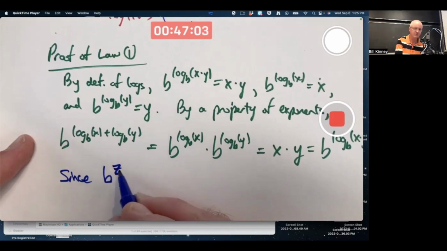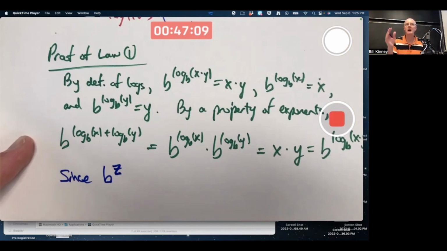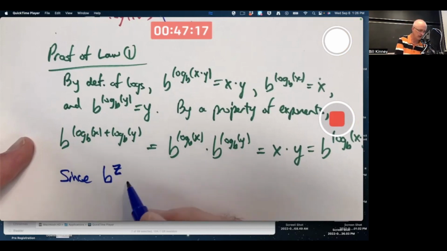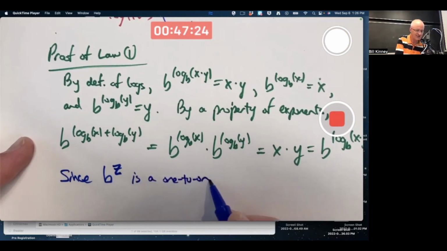By the way, mathematicians always put little lines through their Z's because otherwise they can look like twos. When I was young, I didn't put little lines through my Z's because I didn't care. But then I became a mathematician and yeah, then they can look like twos if you don't put little lines through them. Since B to the Z is a one-to-one function of Z, what's Z? It's just a variable.